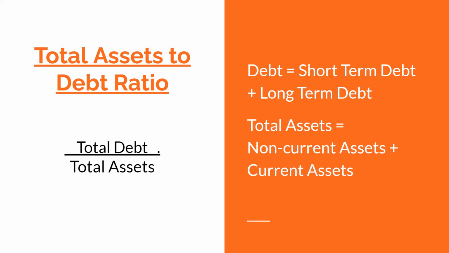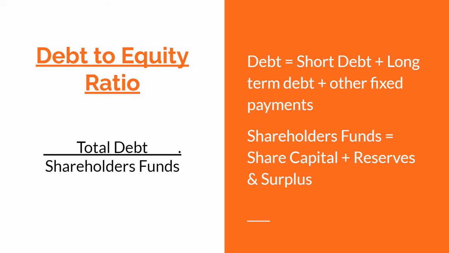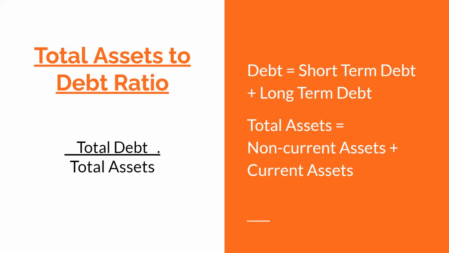Okay, then we have the total assets to debt ratio. Here your assets are compared with your debt. In the previous ratio, what we were doing is comparing owners' funds with your debt, and here we are comparing your assets with your debt, how much debt is backed up by your assets.